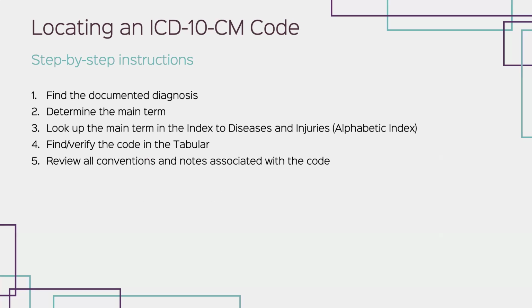So when we talk about locating an ICD-10-CM code, first we want to find our documented diagnosis within the medical record. Then we want to determine, of that documented diagnosis, what is the main term of that diagnosis? And we'll go through some examples here in a minute. You want to look that main term up in the alphabetic index. Once you find your code in your alphabetic index, you want to verify that code within the tabular. Make sure it's a valid code. We don't need to further expand it. And then we also want to review any conventions and codes or any notes that are associated with that code.